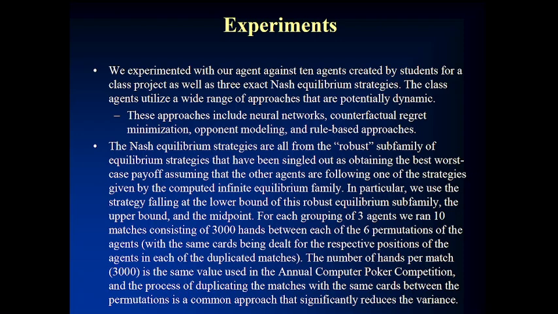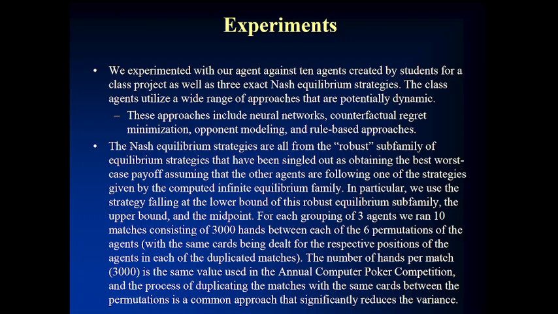Anyway, now let me talk a little bit about these Nash equilibria. So this game has infinitely many Nash equilibria. There's a paper that computes an infinite parametrized family, and one subfamily has been singled out as being more robust than the others. In particular, the 3 that we're going to use are the lower bound, midpoint, and upper bound from this robust subfamily.